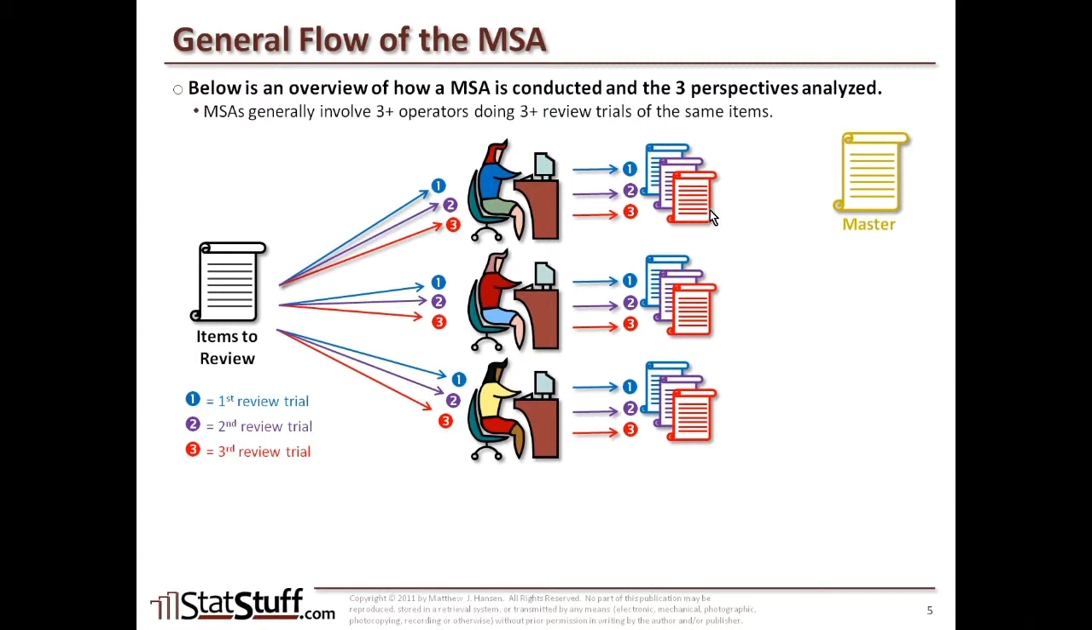At the end result here, what you have are 9 separate items, 3 from each of these operators, and you want to compare each of those items to the master. By comparing it to the master to see how close they are from an accuracy standpoint, that tells you how accurate they are in their process of recording this data. Now, if you want to compare within the performance of each operator, how are they at following their own process and recording the same data?